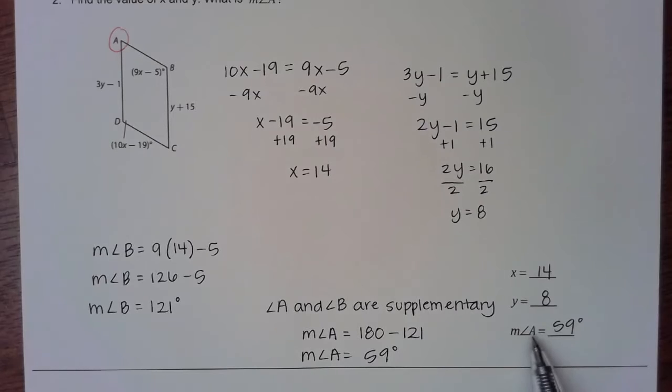If we were solving for the measure of angle B or D, we would have just had to plug it in, and that would have been our answer. But because we were solving for one of the consecutive angles, or the angles that are next to each other, that's how I knew that I had to subtract it from 180.